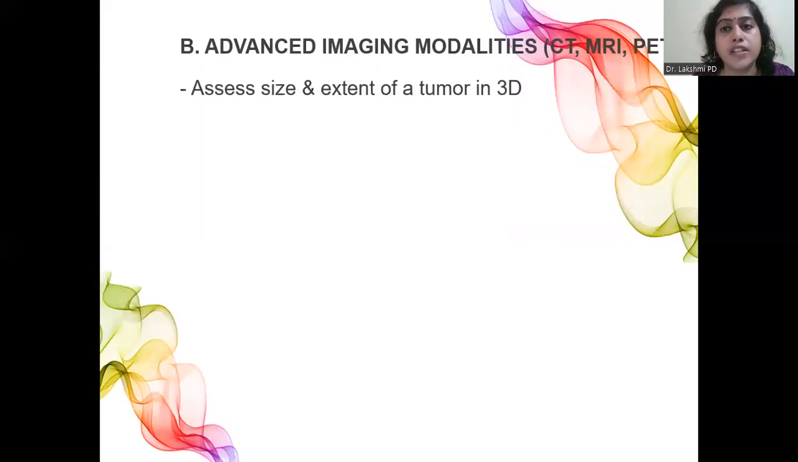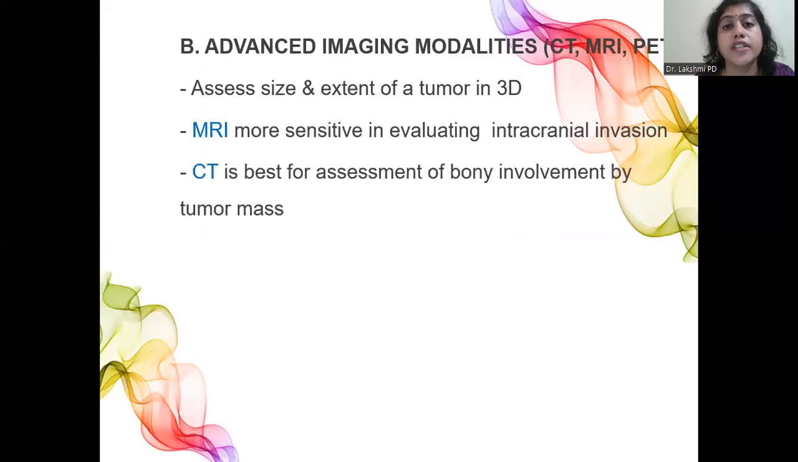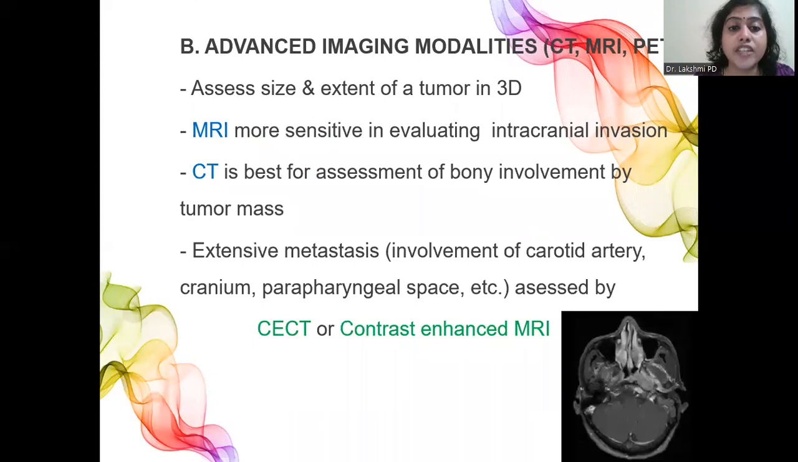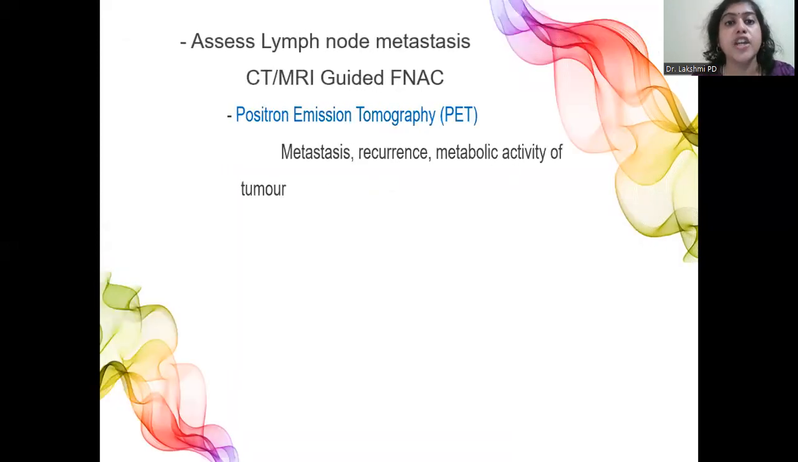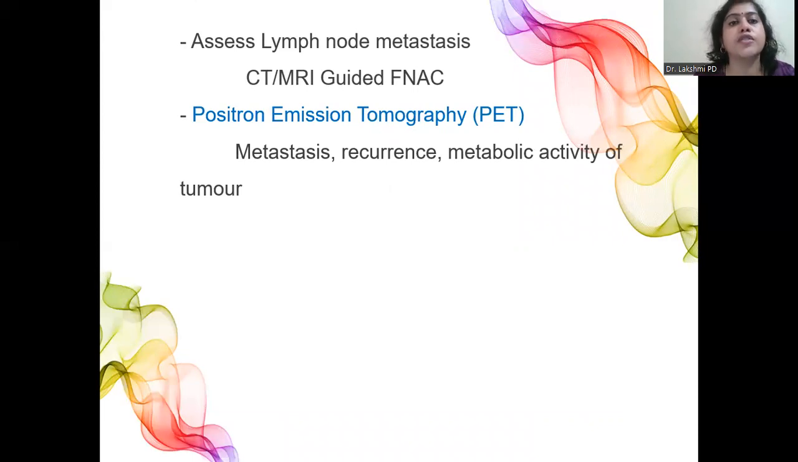Now, advanced imaging modalities such as CT, MRI, PET and others are indicated when you want to assess the size and extent of the tumor, especially in three dimensions. MRI is more indicative when you want to see soft tissues, like intracranial invasion, and CT is best for assessment of bony involvement by the tumor mass. In case of extensive metastasis, like when you want to assess the involvement of the carotid artery, cranium, parapharyngeal spaces, etc., CECT, which is contrast enhanced CT, or contrast enhanced MRI, is what is indicated. To assess lymph node metastasis, you can always indicate the patient for a CT or MRI guided FNAC.